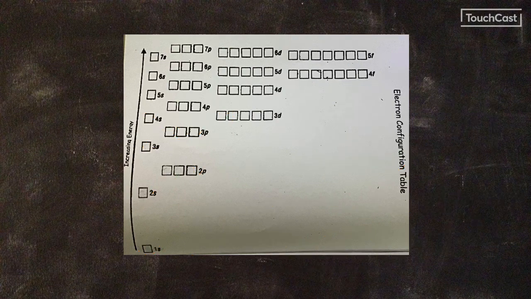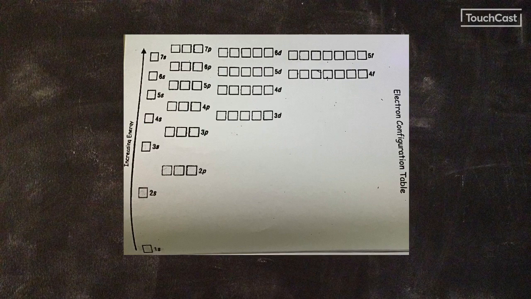So I bet a lot of you are still wondering why I fill my 4s before I fill my 3d. If I draw a line from the bottom of 4s, you realize that you hit 4s before you hit your 3d. So that's why you're going to fill your 4s before your 3d. As well, if you look on the periodic table and you read it from left to right as if you were reading a book, you would notice that you hit your 4s block before you hit your 3d block.